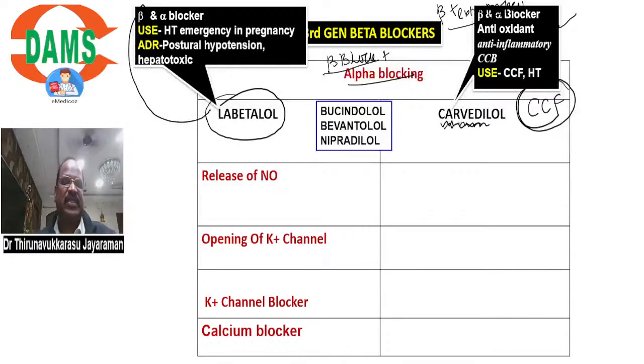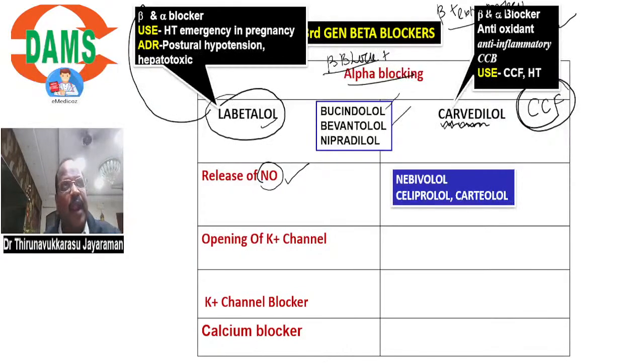Just for clearing FMGE, if you know this much, that is enough, but keep in mind bucindolol, bevantolol and nipradilol also have beta plus alpha blocking property. And there are some beta blockers having nitric oxide releasing property, for example, nebivolol, celiprolol, and then we have something called carteolol.